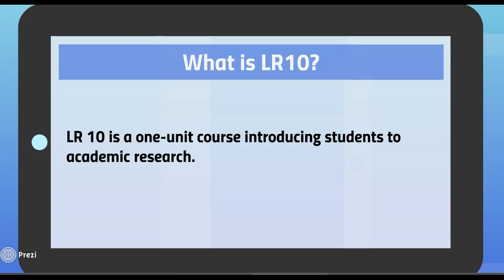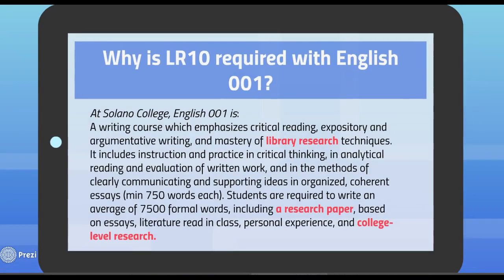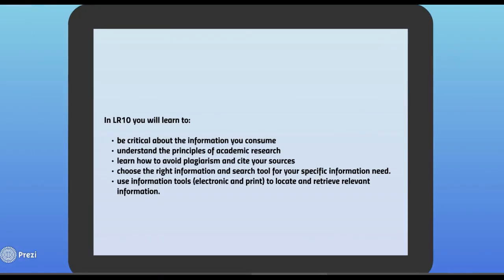Where does Wikipedia fall? The SEC catalog describes English 1 as a writing course which, amongst other things, requires a mastery of library research techniques. It ends with a final research paper, and students are expected to learn college-level research skills. LR10 is the course that teaches students these academic research skills. As writing a research paper is required in English 1, it is important to acquire a strong grasp of library research skills.